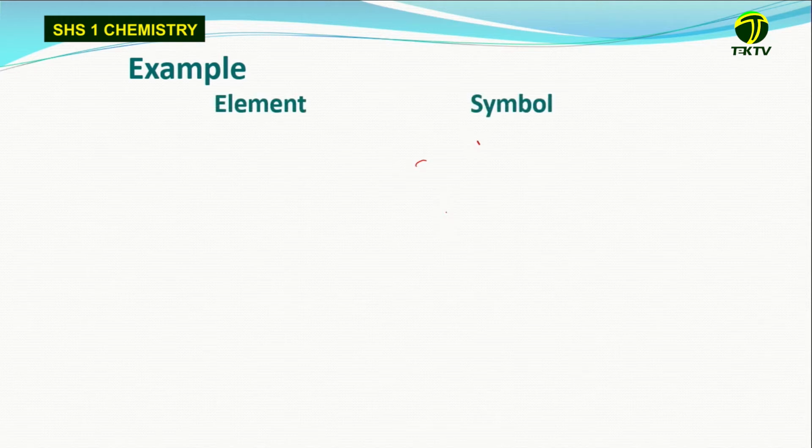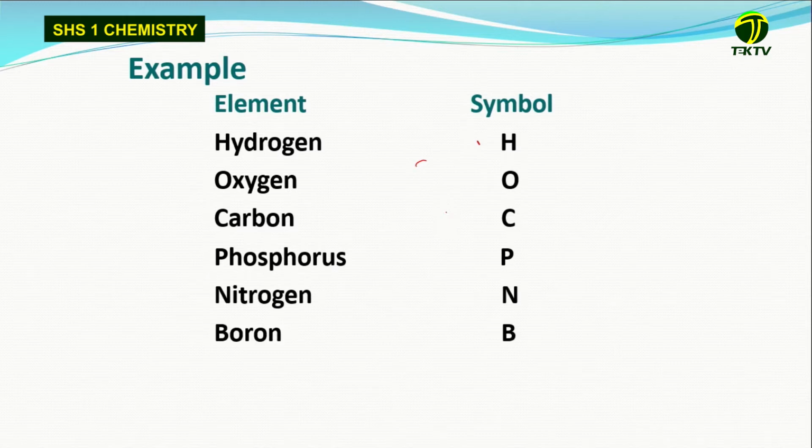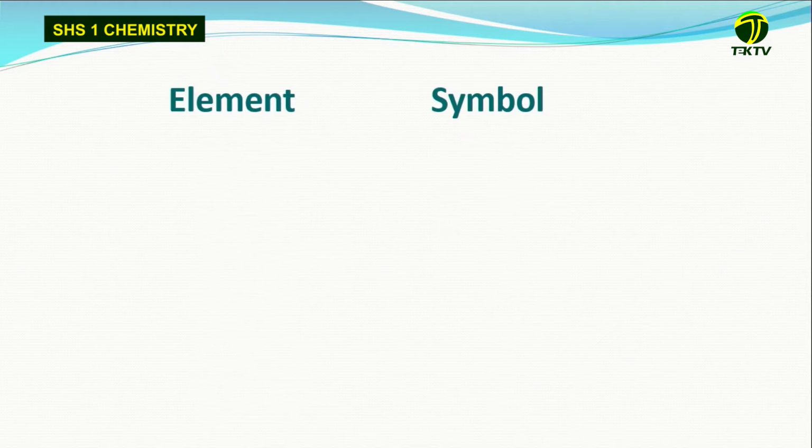If you look at the element and its symbol, we have hydrogen, which is represented by H. We have oxygen, represented by O. We have carbon, represented by C, as I mentioned. We have phosphorus, represented by P. We have nitrogen, N, and we have boron, B. We have sulfur, S. All these elements, you see that they are represented by single letters, and they are all the initial letters of their English names. There are others which we represent by two letters.